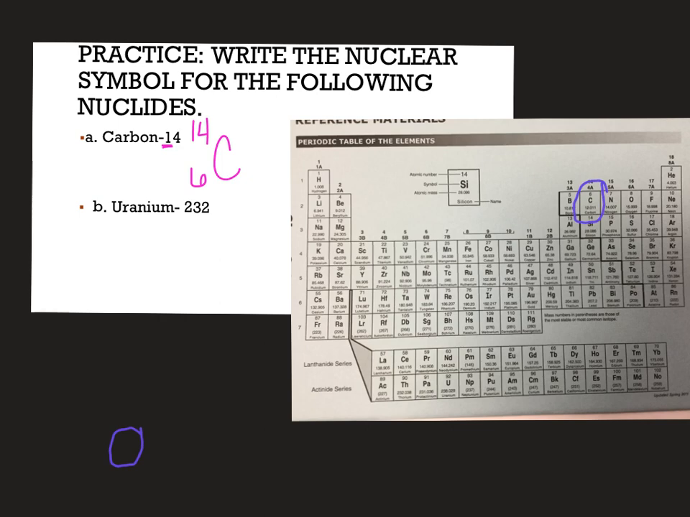Uranium, 232. So let's find uranium. Uranium's right here. And so what we've got is we've got U, and we've got 92 as our atomic number. And remember, you're not guessing about this mass number. It's given to you right in the name. I have to give that information to you, okay? So you would have 92 down below, 232 above.